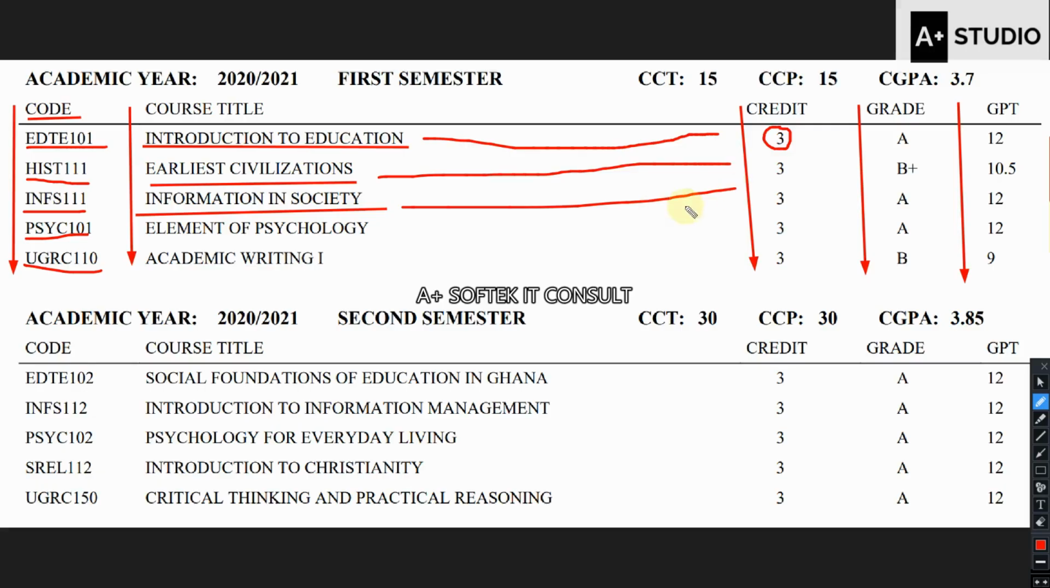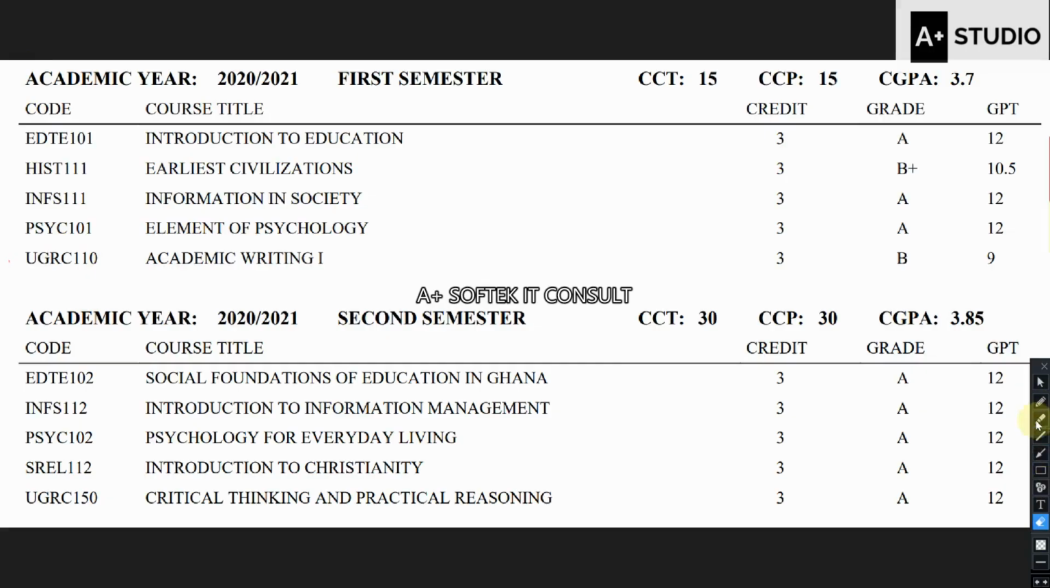What about the grade? The grade is just the letter interpretation of what you are getting in your marks. You can see that in this particular grading system or this particular result, we don't have the marks. As you can see, we don't have the marks in here.